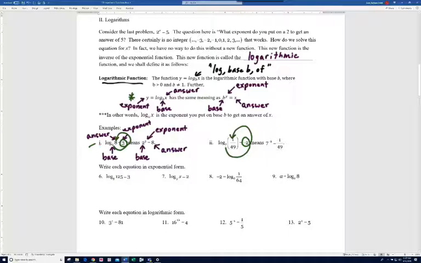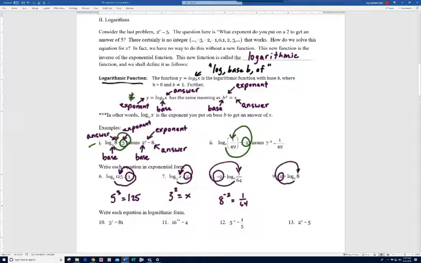So on number 6 here, if we're going to change to exponential form, let's start here with the 5. It'll be 5 to the third power equals 125. And on the second one, 3 squared is equal to x. It's that simple. So if you haven't already, you might try doing 8 and 9. All right, on number 8, we have 8 to the negative 2 power is 1 over 64. And by the way, that is true, so that would be an indication that we've done this correctly. And over here we have x to the a power is equal to 8.